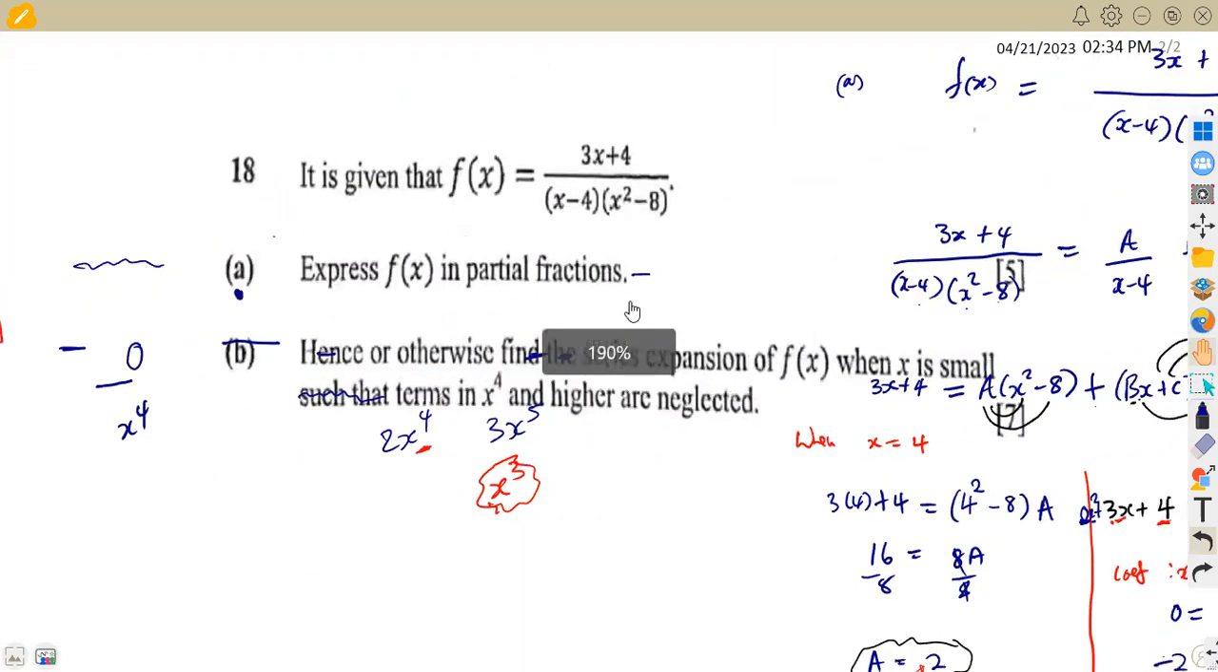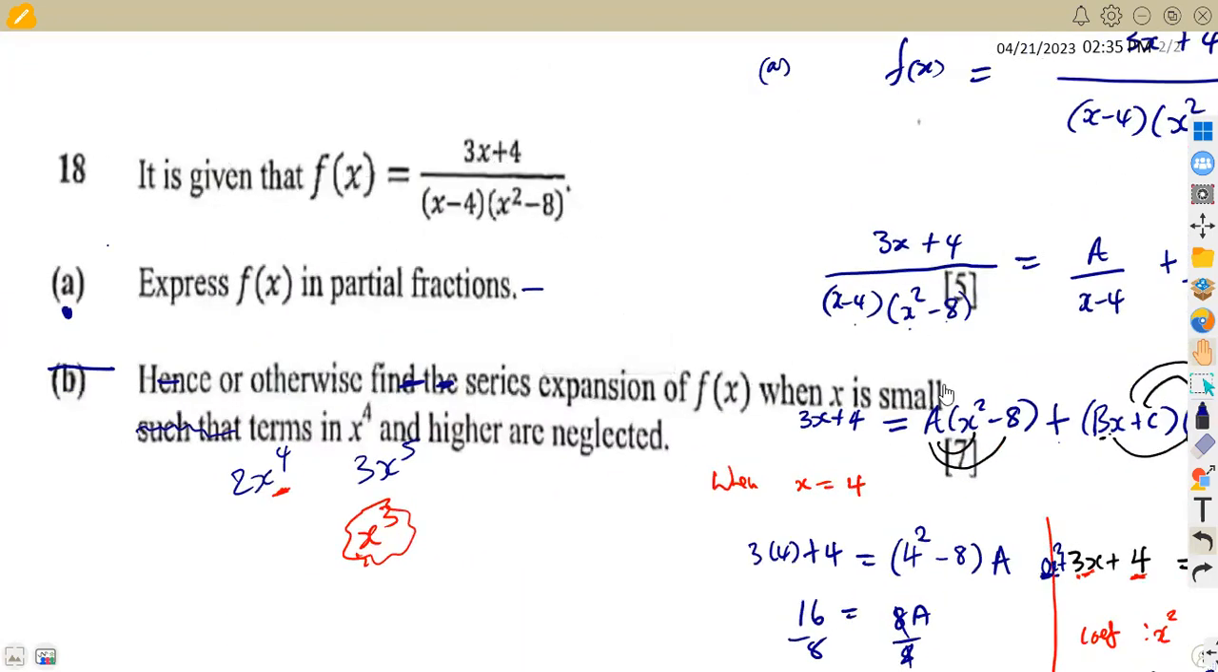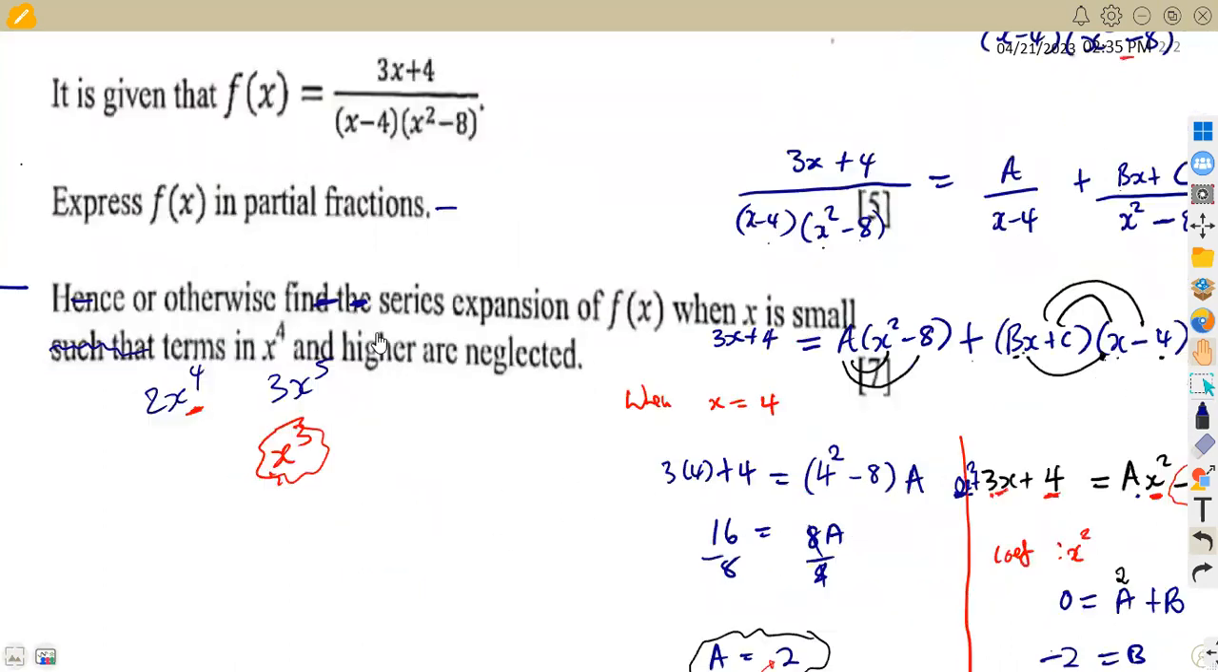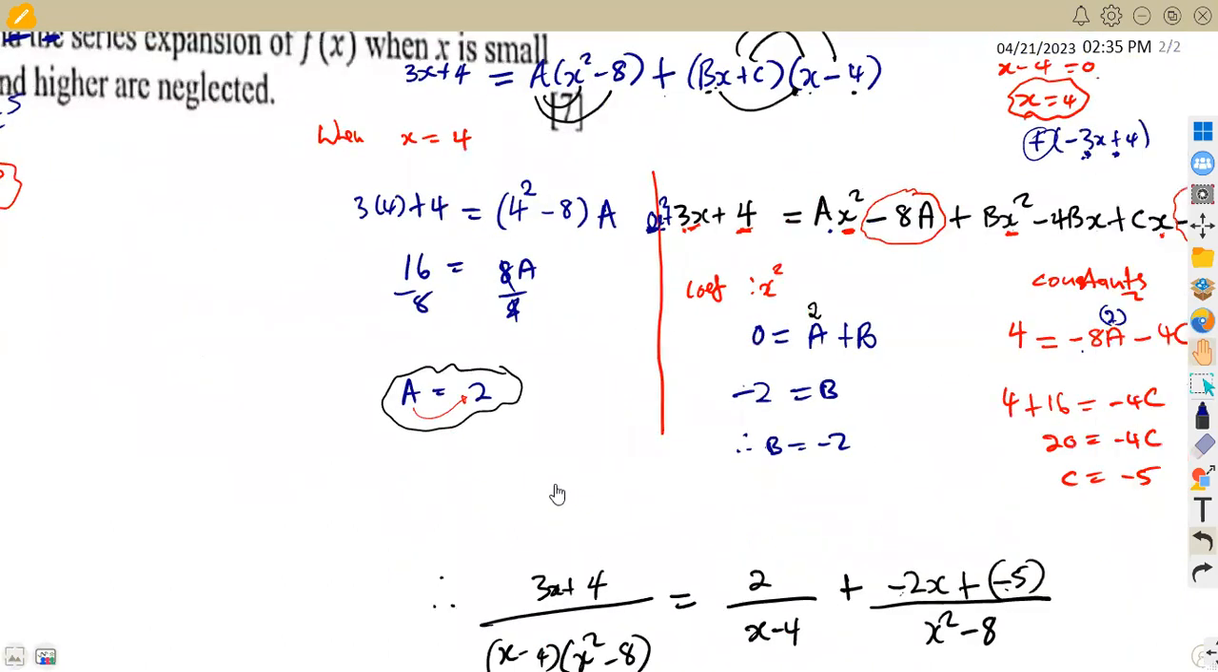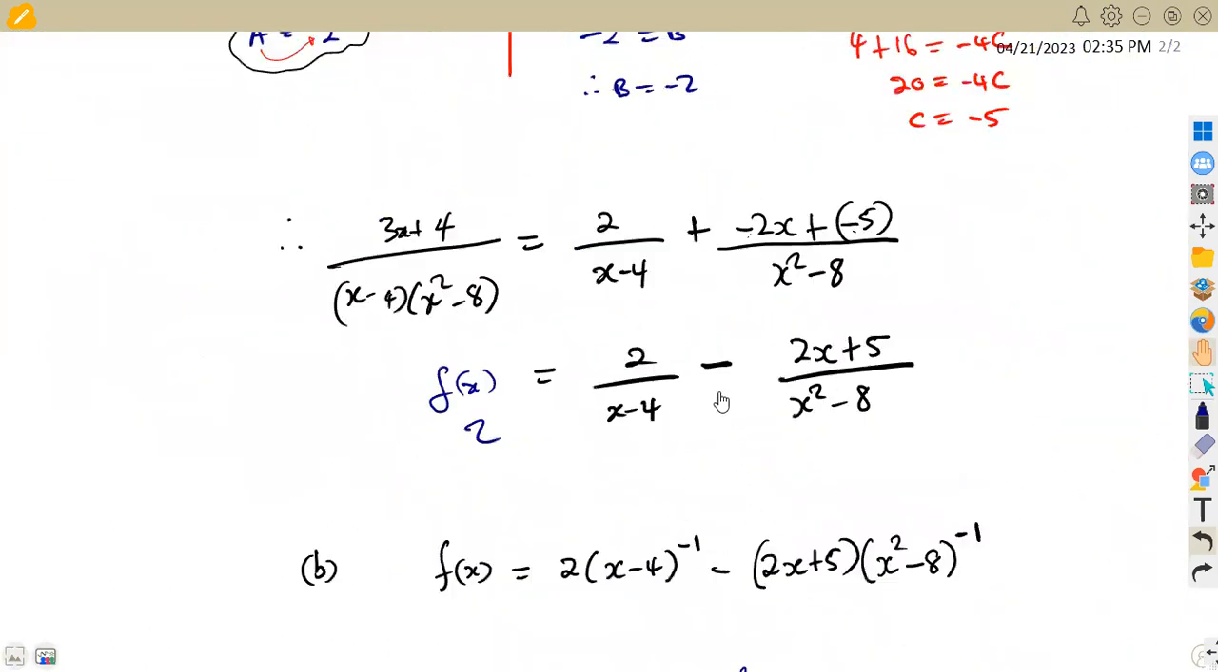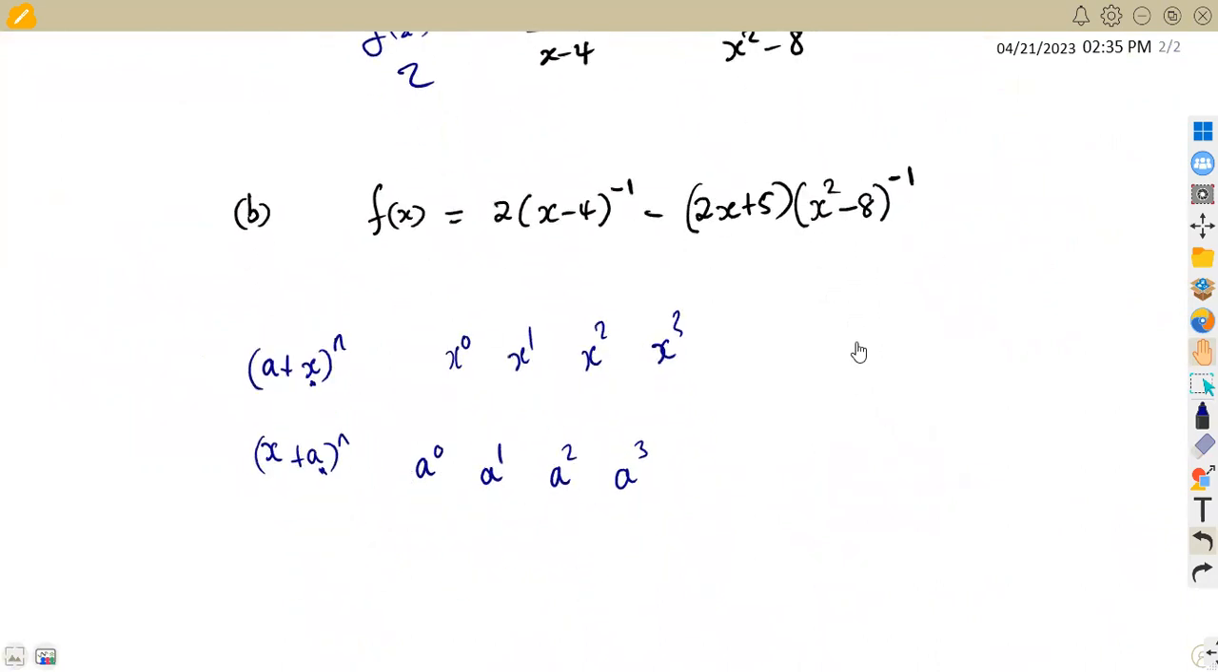This is the question. The question is asking us, hence or otherwise, from the series that we are given, find x when x is small such that terms in x to the exponent of 4 and higher are neglected, which means x is the one that is being affected in this term. So since we are affecting terms in x, we are going to focus on x. This is what we have. So our expansion is going to be in this format, so that x is going to be affected in its increase, 0, 1, 2, 3, and so on.